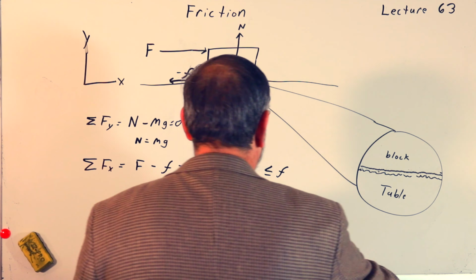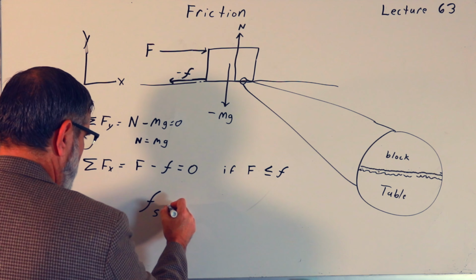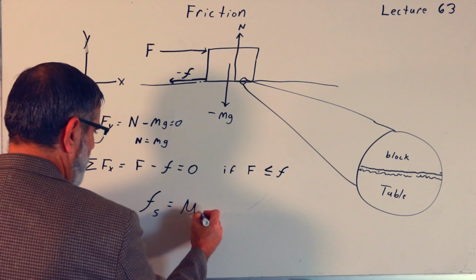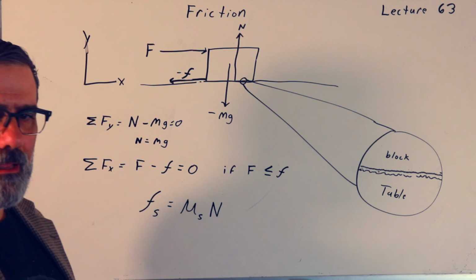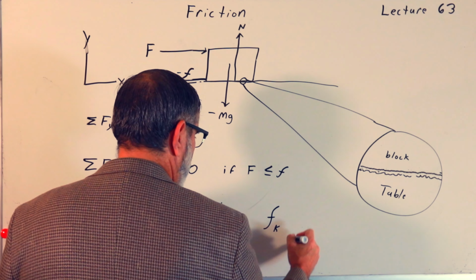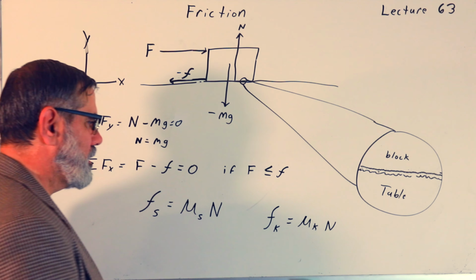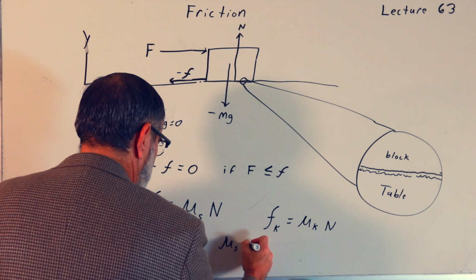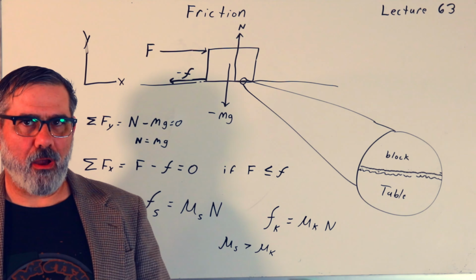I can write down really quick that the static friction, called F sub s, is equal to, usually they use mu as the coefficient of friction, so mu sub s, this is something you measure, times the normal force. And the kinetic friction, which I'll write F sub k, is equal to mu sub k times the normal force, where mu sub s is greater than mu sub k. It wouldn't make sense the other way around, right?